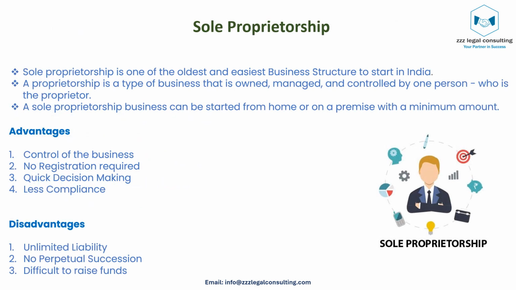Let's start with the first business structure, that is sole proprietorship. Sole proprietorship is one of the oldest and easiest business structures to start in India. A proprietorship is a type of business that is owned, managed, and controlled by one person, who is the proprietor. A sole proprietorship business can be started from home or on a premise with a minimum amount. One can start his or her proprietorship anytime and from anywhere. You just need a business idea to start your own business.